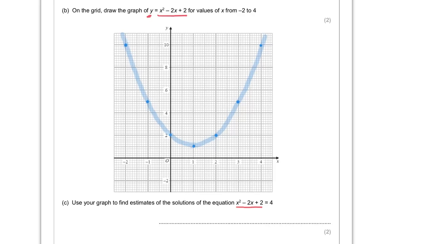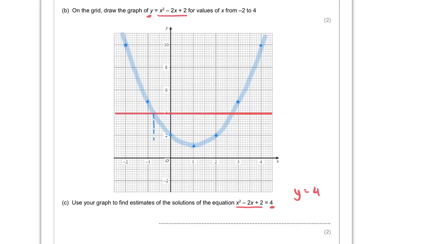Here it equals y, and here it equals 4. So that means our y equals 4. Where is y equals 4? Well, y equals 4 is here. So anywhere on this line is where y equals 4. So when we're finding the solutions, this is simultaneous equations, but using the graph.